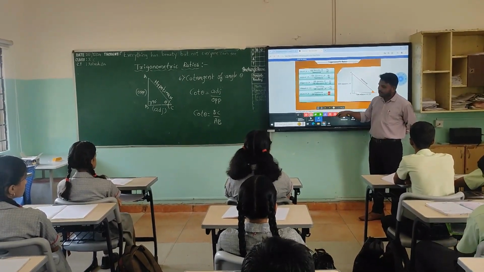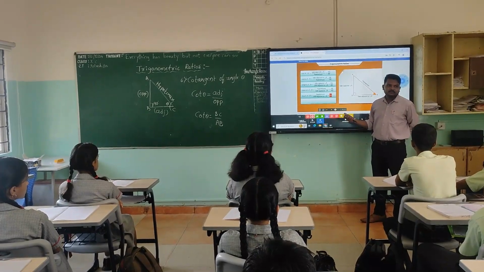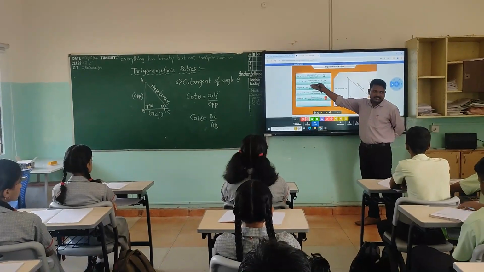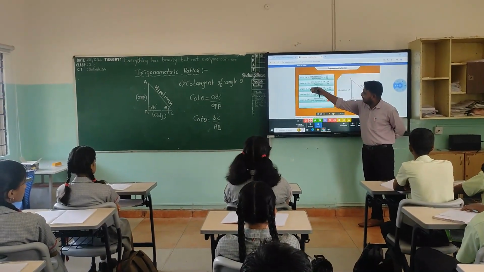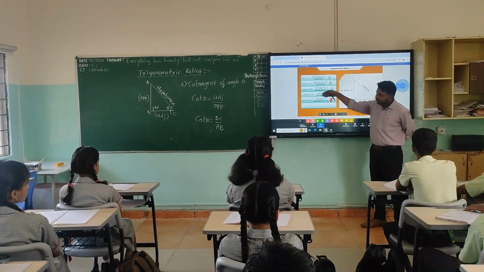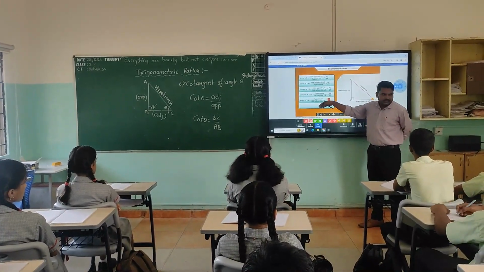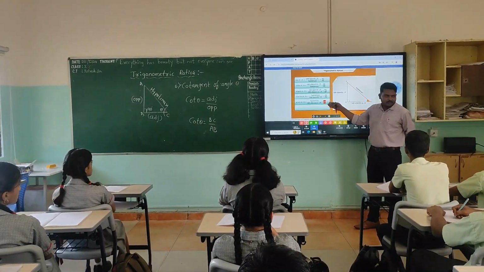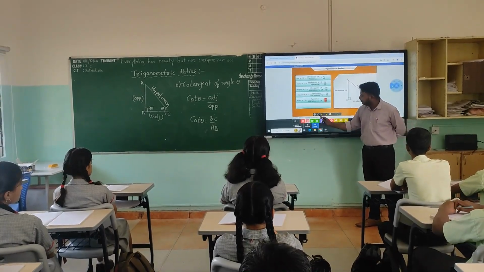Which is the last ratio? The last ratio is cot, the cotangent. It is the reciprocal of tangent. Tan theta is equal to opposite by adjacent, whereas cot theta is adjacent by opposite. So here tan is PQ by QR, and here you will get QR by PQ. So that is the last ratio.